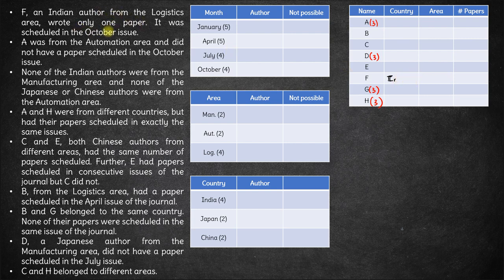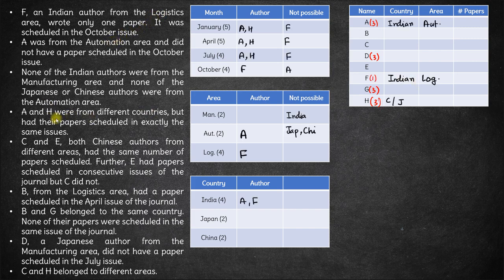And F is from logistics area. Now next it is given that C and E are both Chinese authors. So C is Chinese and E is also Chinese.